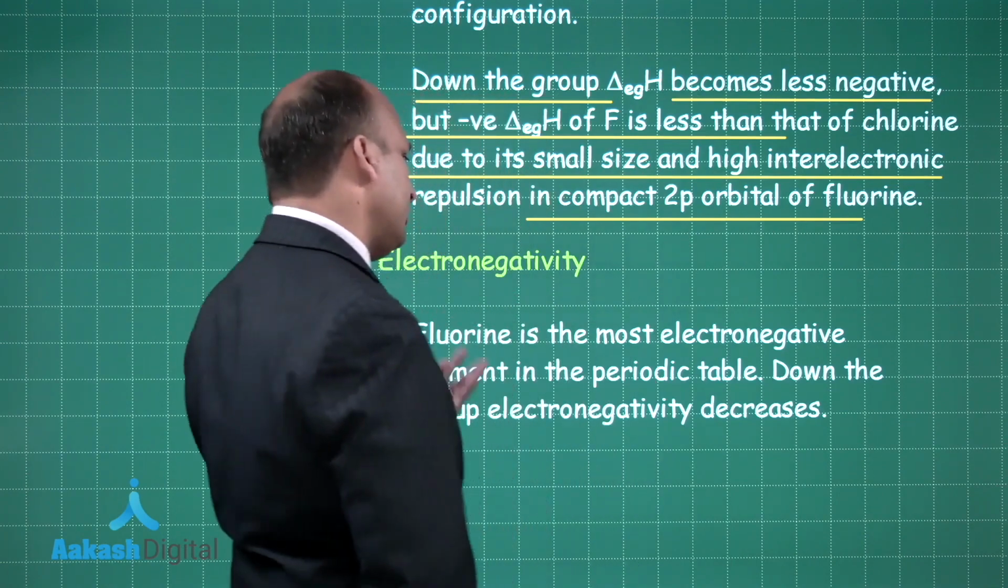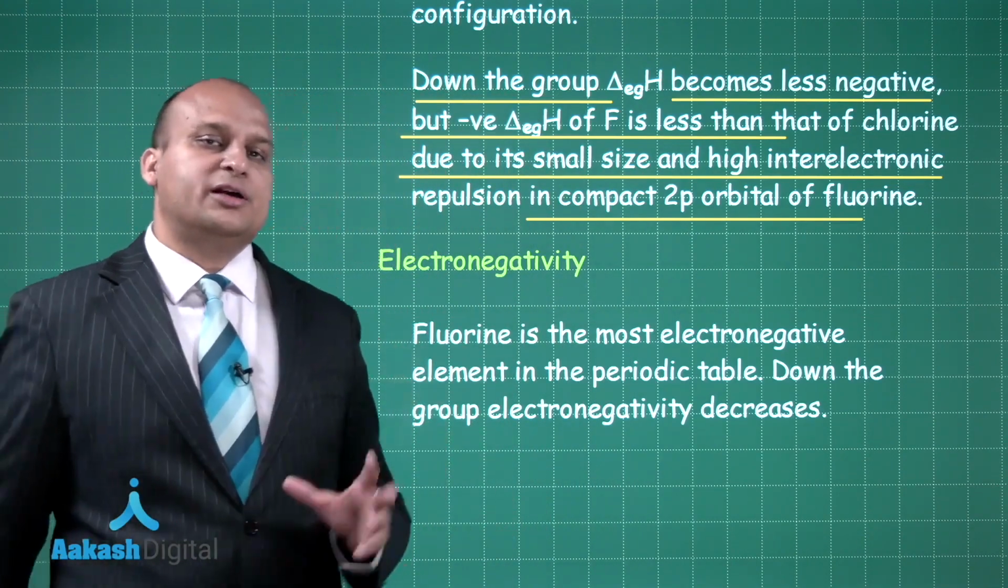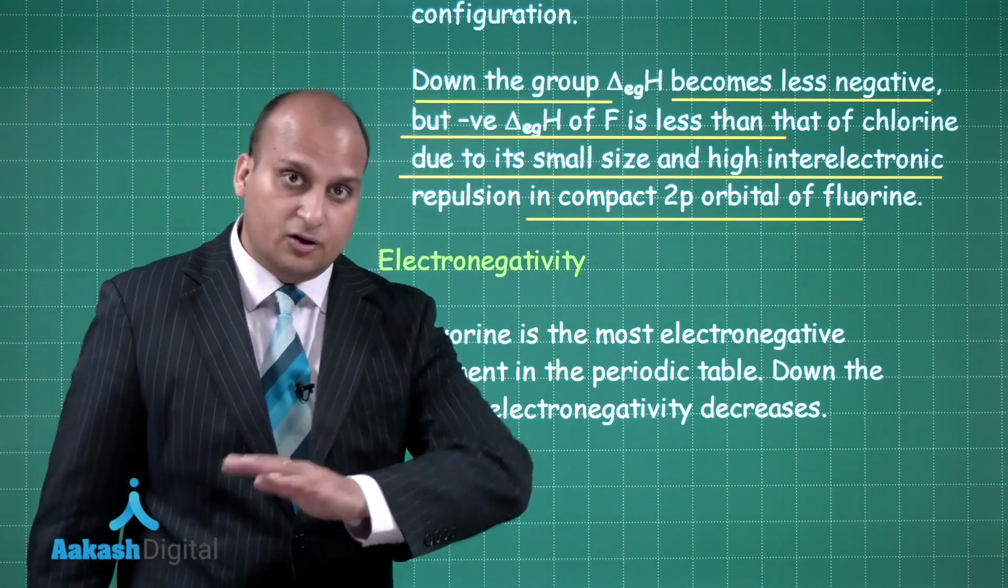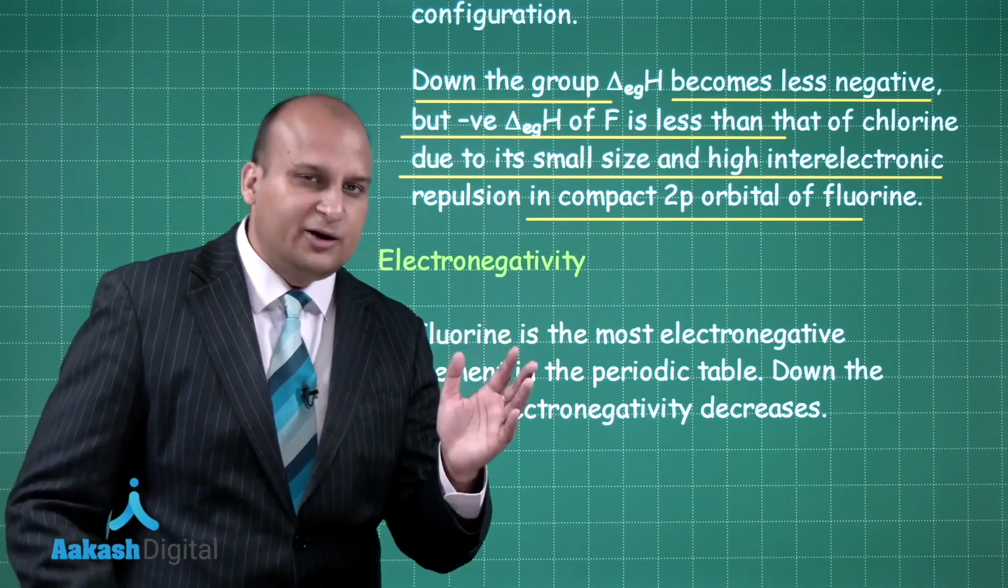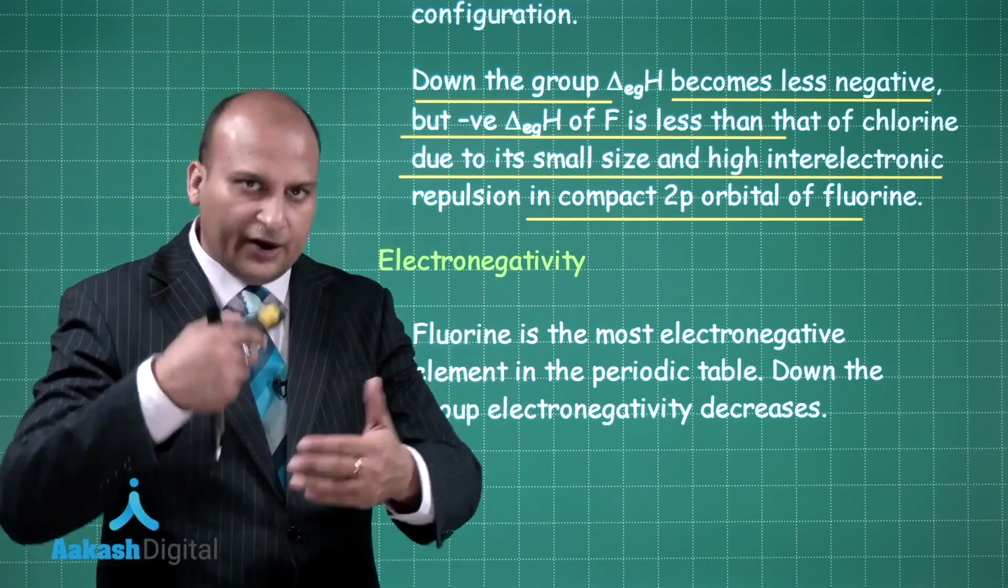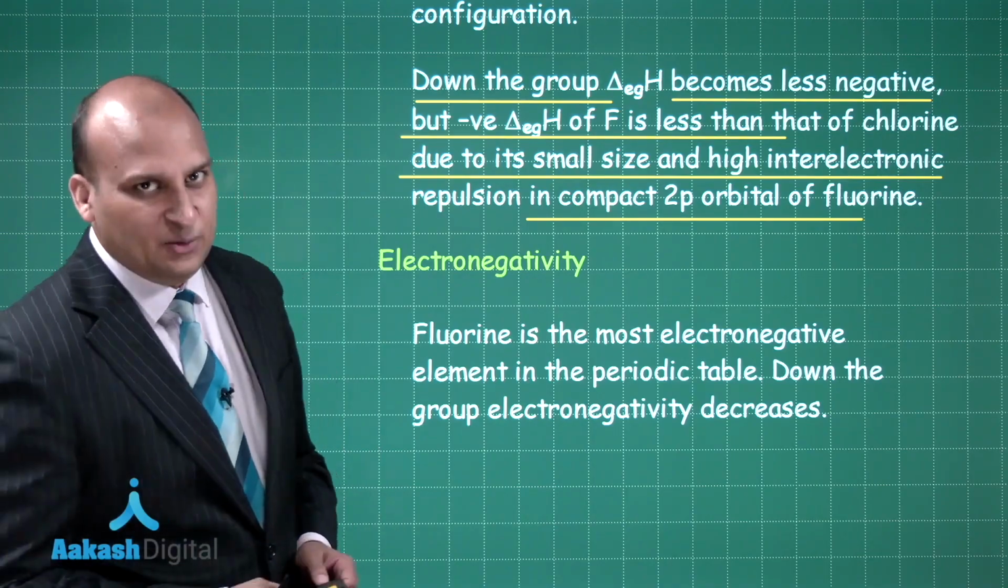Electronegativity, fluorine is the most electronegative element of the periodic table, followed by oxygen, then nitrogen, which is equivalent to chlorine, and after that comes bromine and iodine, okay.